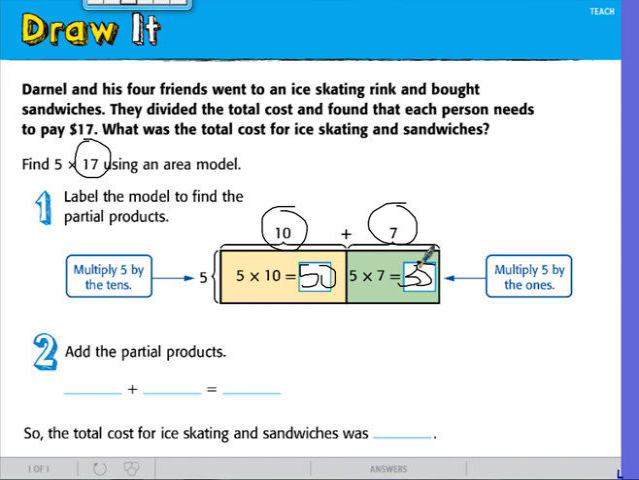And then it says they want you to add the partial products. So we have 50 and we have 35, which equals 85. Why do you think that they did this? So our total cost was $85. Why do you think they want you to break them down? Yes, sir. They want to make it more challenging, even though it's simple. More challenging even though it's simple? Yeah. So 5 times 10 is harder than 5 times 17.